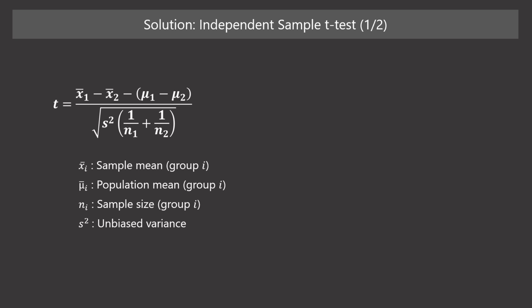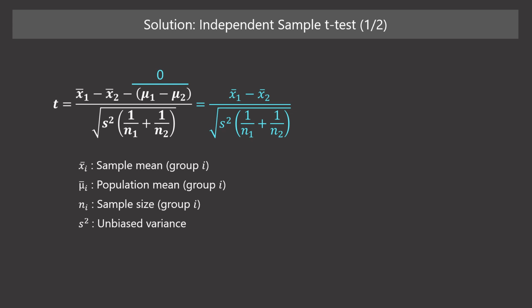When the null hypothesis is correct, the population means of each sample are equivalent. So, mu1 minus mu2 equals 0. So, we can rewrite the formula in this way. The formula is still complex, but you only need to understand that this formula represents the difference in sample mean between two groups, considering sample sizes and variance.